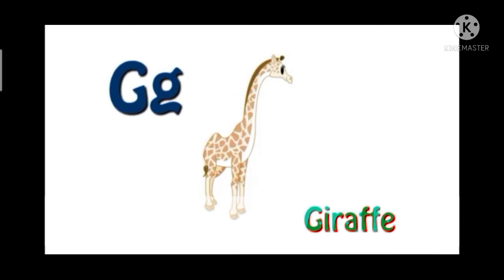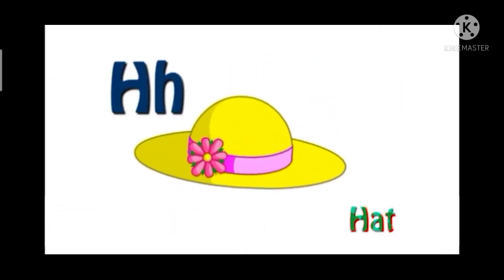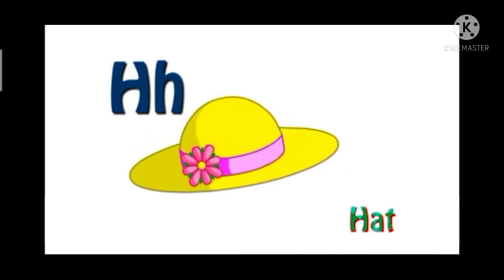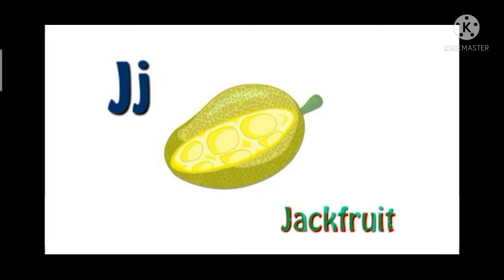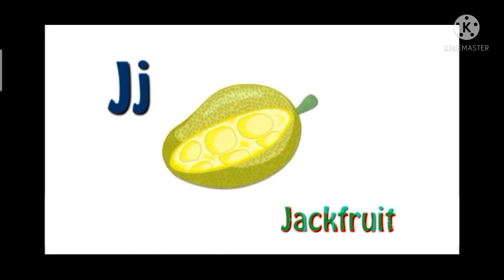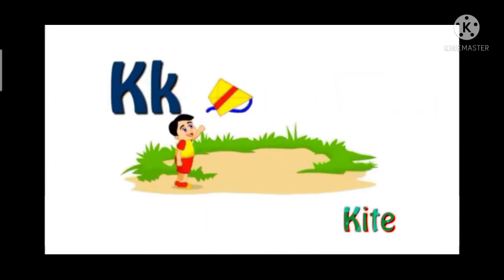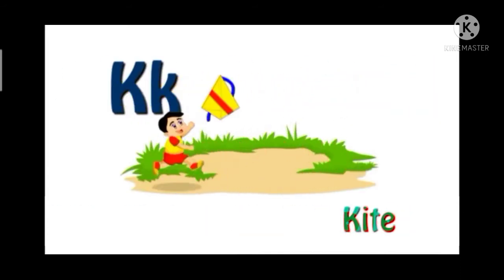G for giraffe, G-I-R-A-F-F-E, giraffe. H for hat, H-A-T, hat. I for ice cream, I-C-E-C-R-E-A-M, ice cream. J for jackfruit, J-A-C-K-F-R-U-I-T, jackfruit. K for kite, K-I-T-E, kite.